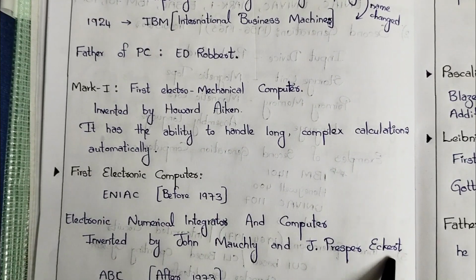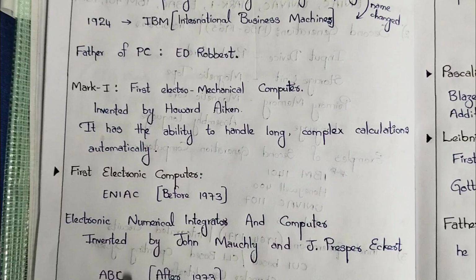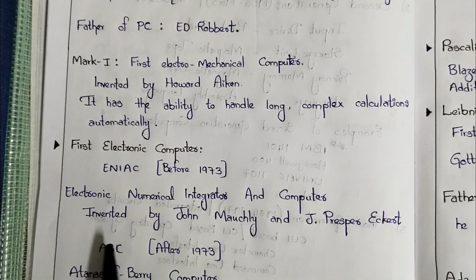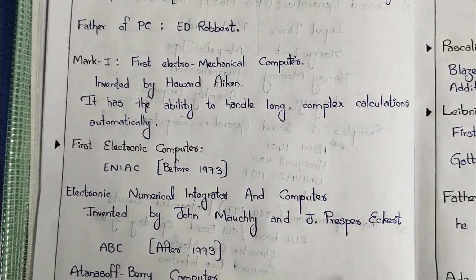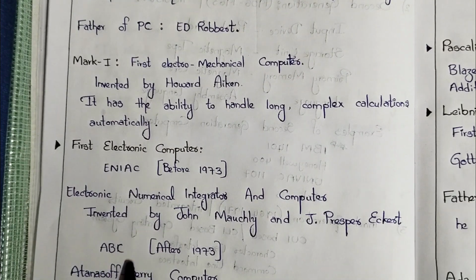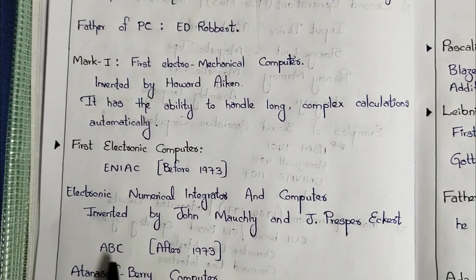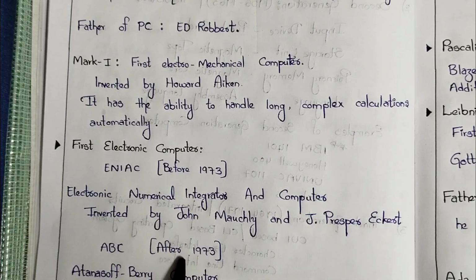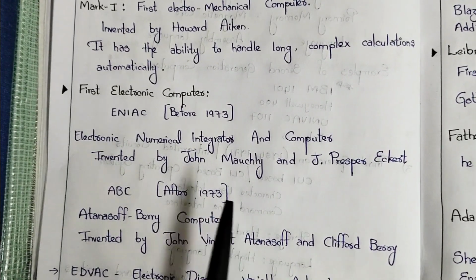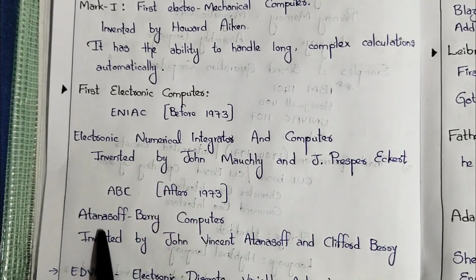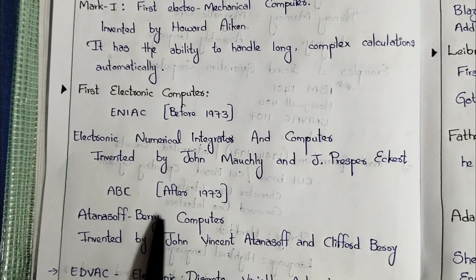So ENIAC is the first electronic computer before 1973, invented by John Mauchly and J. Presper Eckert. And there is another electronic computer, ABC, which means Atanasoff Berry Computer, invented by John Vincent Atanasoff and Clifford Berry. So this ABC computer is also treated as the first electronic computer after 1973. So after 1973, we are treating the Atanasoff Berry Computer as the first electronic computer.